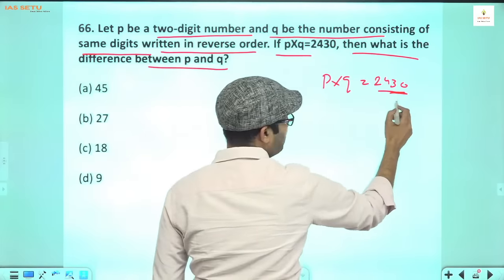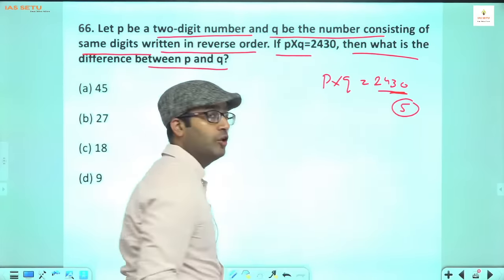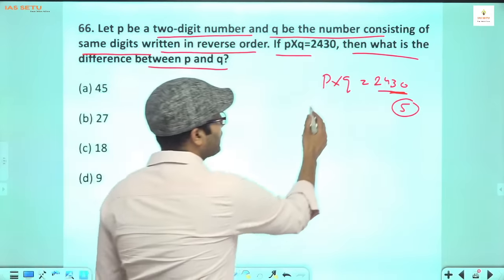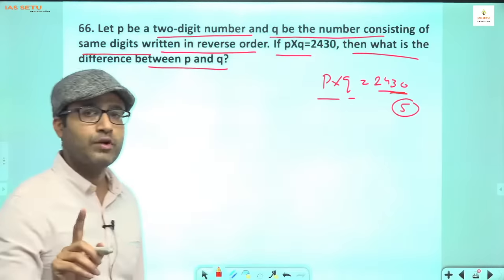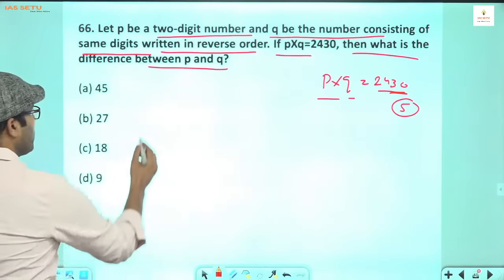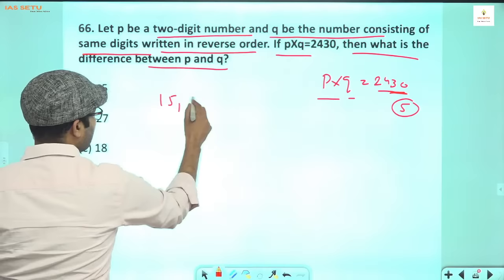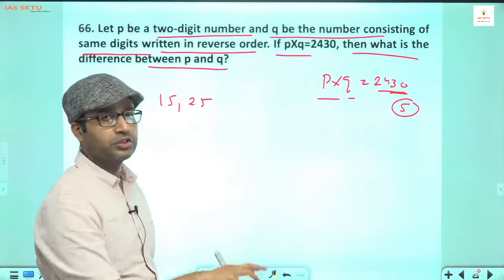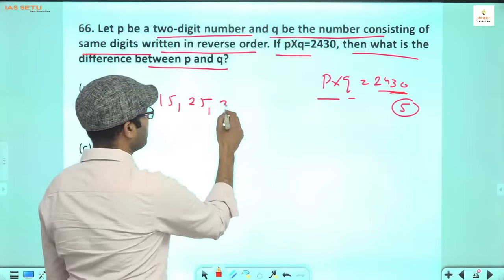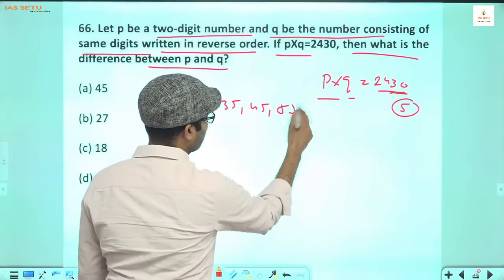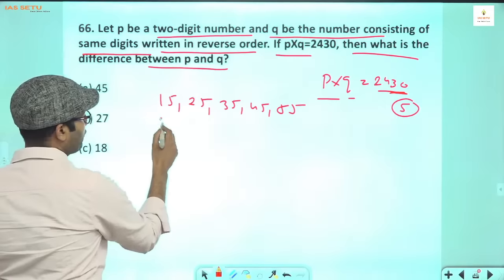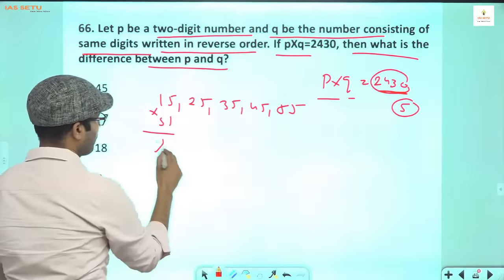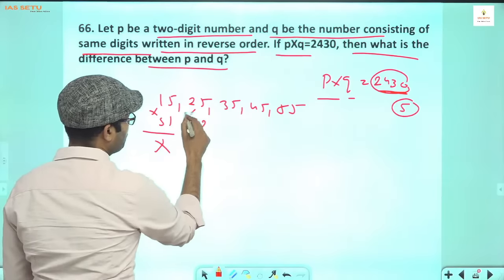See, 2430 is a multiple of 5. Okay, 10, 20, 30 not possible. It means at least one number of P and Q has to be a multiple of 5. So it can be 15, it can be 25, क्योंकि ये 5 का मल्टीपल है। 10, 20, 30 हो नहीं सकता क्योंकि वो रिवर्स करने पर सिंगल डिजिट बन जाता है। 35, 45, 55। अगर 15 को रिवर्स करोगे 51, मल्टीप्लाई, चेक इफ यू आर गेटिंग 2430 और नॉट, नहीं। Here you get 52, multiply.